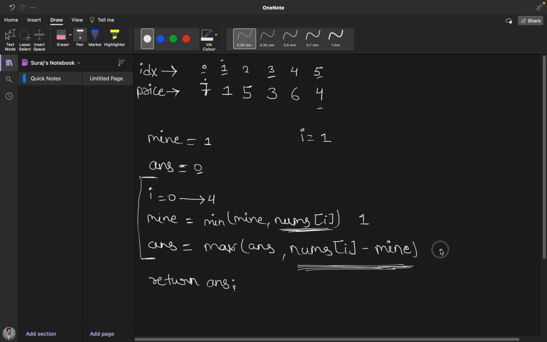Nums of i is what? 1. What is the minimum? 1. 1 minus 1, 0. Nothing will be updated. Now i will be 2. What is nums of i? Nums of i is 5.